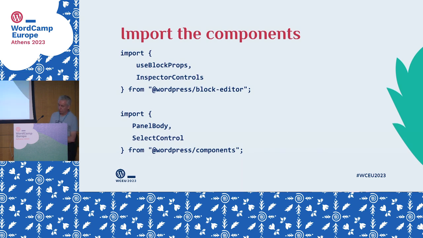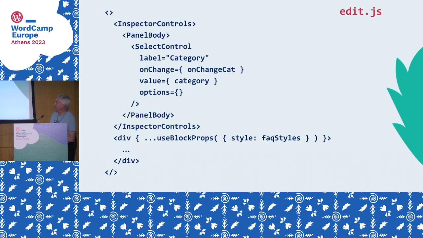Okay, and once you've got those imported, are we ready to move on from this slide? Yeah. Once you've got those imported, we're now going to add those components to our edit function inside the wrapper, inside the fragment. So above the div, add the InspectorControls element. Inside the InspectorControls, you've got a PanelBody. And inside the PanelBody, you've got a SelectControl.